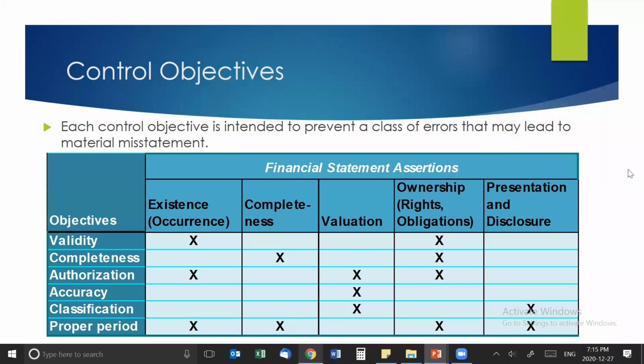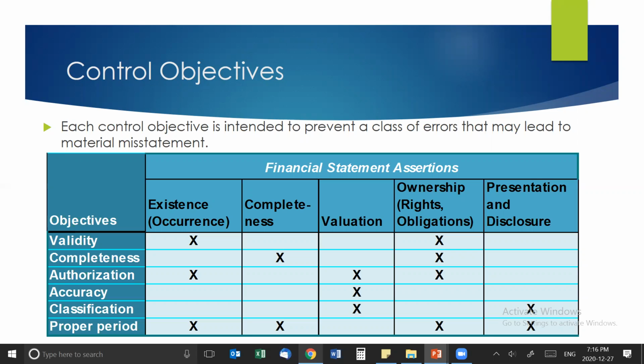Okay, so each control objective is intended to prevent errors that might lead to a misstatement. Control objectives can fit in with the financial statement assertions we were already looking at back in chapter 6. The reason you're going to frame your audit procedures, your internal control procedures, on these control objectives. The control objectives are validity, completeness, authorization, accuracy, classification, and proper period.